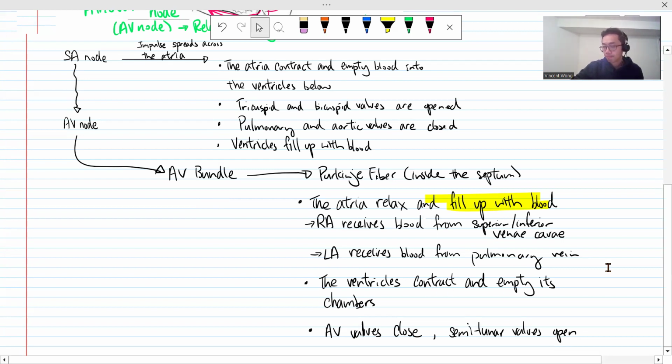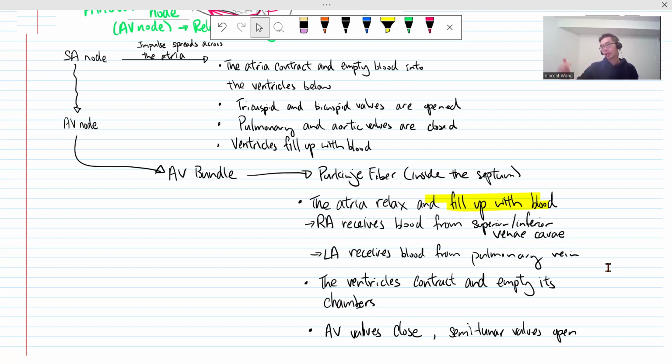Just to confirm, Vincent, the AV valves are the tricuspid and the bicuspid? That's right. AV is tricuspid and bicuspid. They are located between the atrium and the ventricle, right? That's why they're called AV valves, atrioventricular valves. Okay, everyone else okay? Any other question?